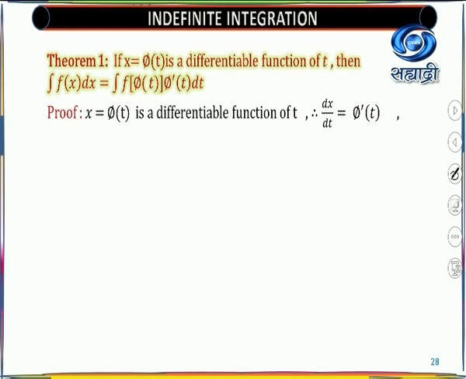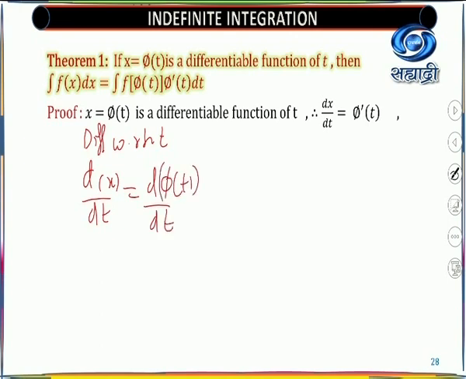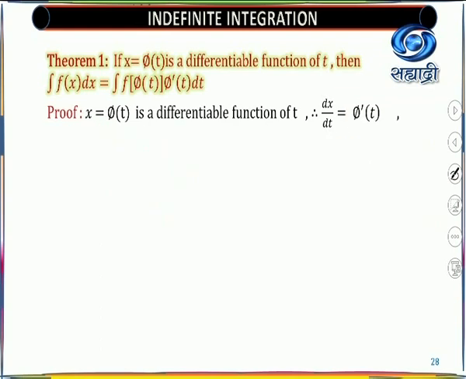Okay, we'll start with our proof. If x equal to phi of t is given as a differentiable function of t, it means we are able to differentiate this. So differentiate with respect to t. You have already learned how to differentiate. That is d by dt of x is equal to d by dt of phi of t. So phi of t you are able to write as phi dash t. Therefore here you have dx upon dt equal to phi dash of t. Okay, so we'll start with the next step.